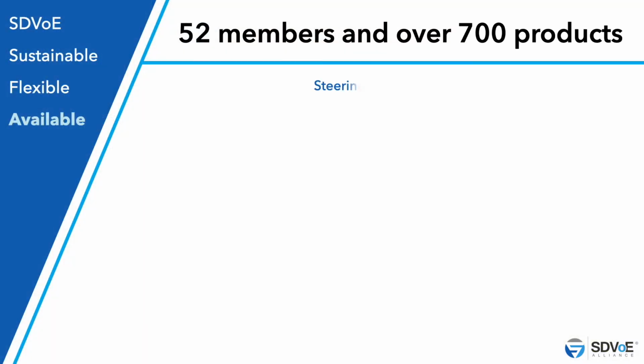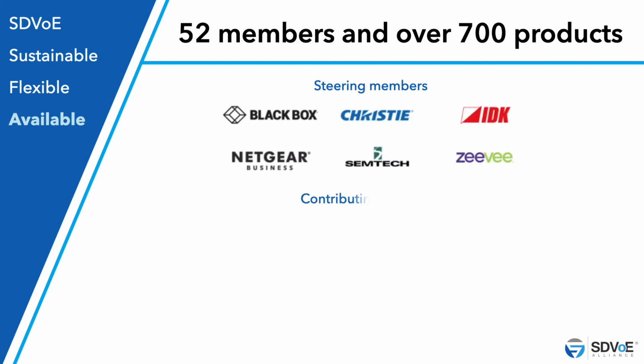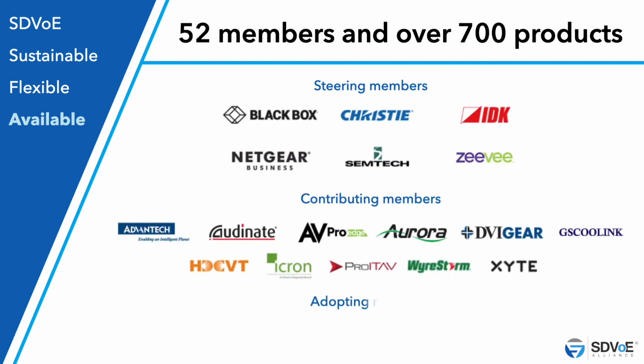And finally, let's talk about the elephant in the trade show, availability. I've already touched on it, right? A big part of our availability story is the fact that there's simply so many of us with so many products, over 50 members, over 700 products, so that you can easily and quickly pivot your designs and substitute if you do run into stocking trouble.